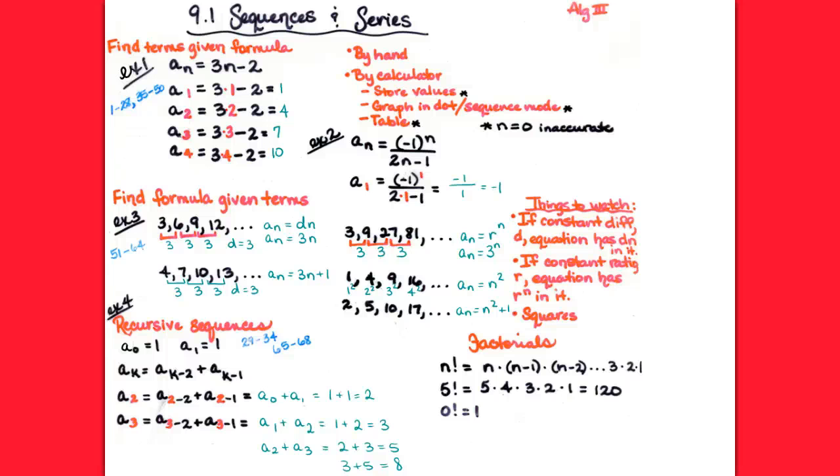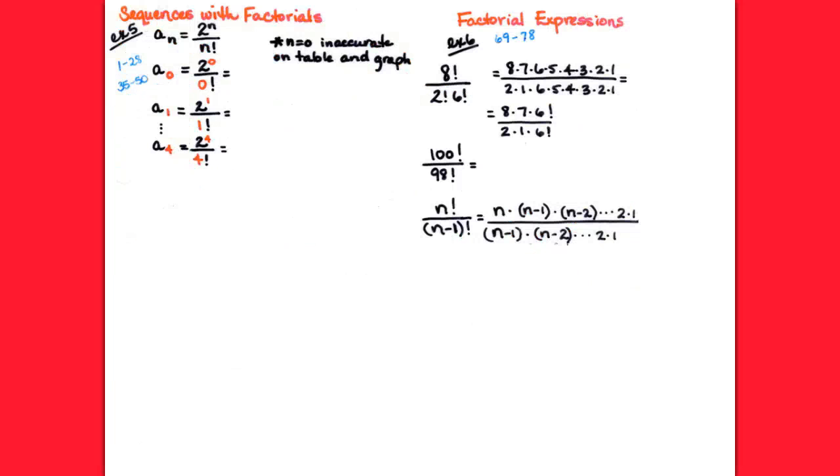All right, we talked about factorials. Let's look at a sequence that would involve a factorial. For example number 5, they tell us a sub n is equal to 2 to the n over n factorial, and they ask us to start with the 0 term, okay? So we'll start by putting 0 in for n. So 2 to the 0 is 1, and 0 factorial is 1. When we go to put in the first term, 2 to the 1 is 2, 1 factorial is 1.